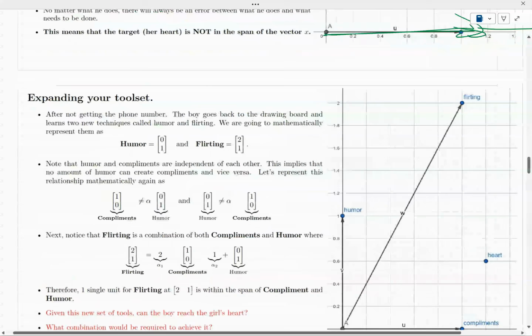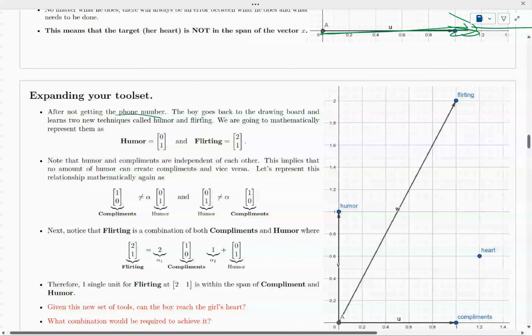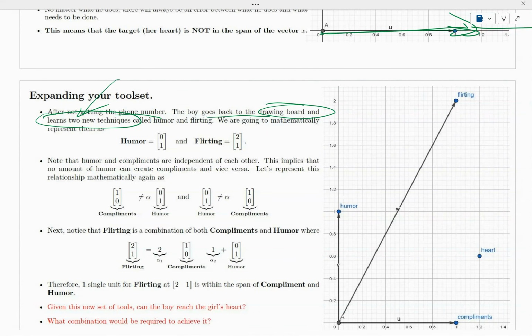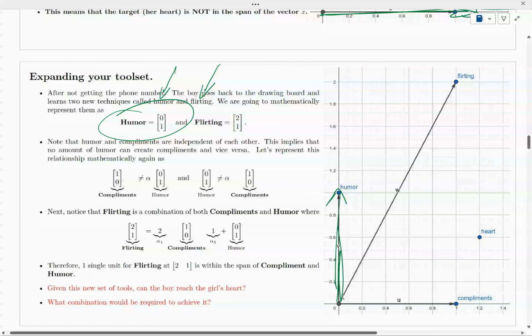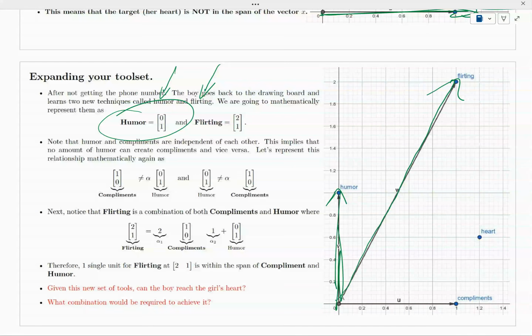After not getting the phone number, Alex goes back to the drawing board and learns two more techniques. One is called humor and the other is called flirting. We're going to represent humor as 0, 1, this vector here, and flirting as 2, 1, this vector here.